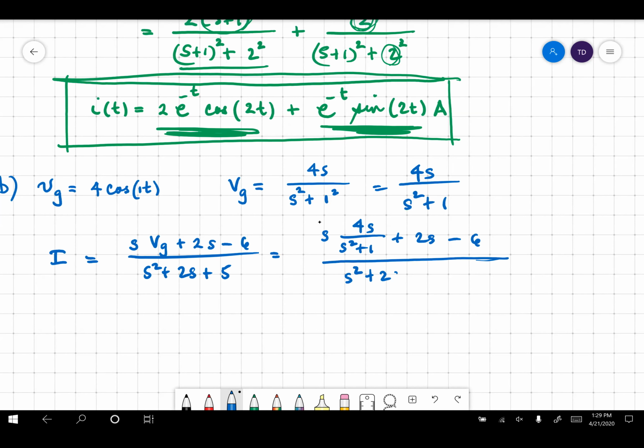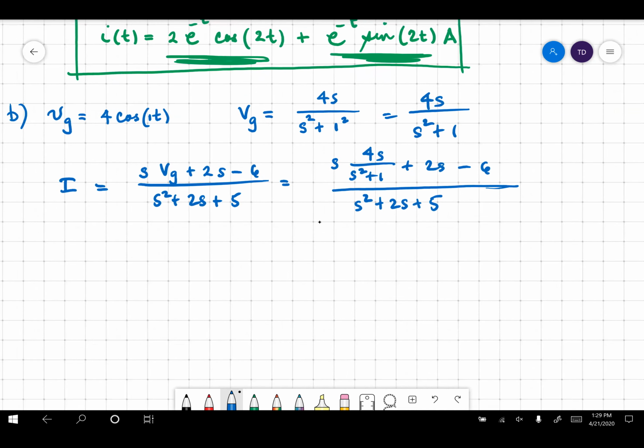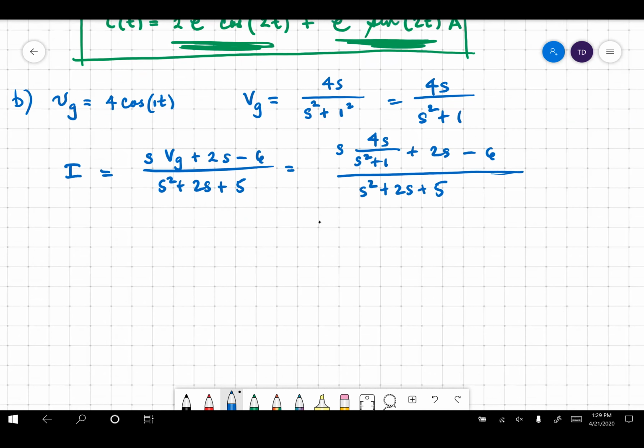S squared plus 2S plus 5. And you're going to run into a lot of these functions over and over and over again. They just start to get ugly. You just deal with it. It's not a problem. All right, numerator first.